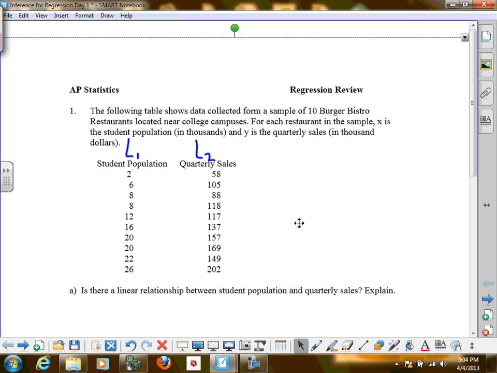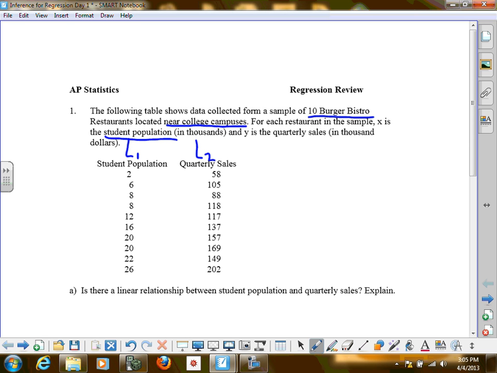We've got a sample of 10 Burger Bistro restaurants, and they are located near college campuses. So maybe around the central part of the country. They've got 10 college campuses, and they have their Burger Bistro next to it, and then they took a sample of 10. And they are wondering if there's a relationship between the student population, which is here, and these are in thousands, okay, so the students around that campus, and their quarterly sales.